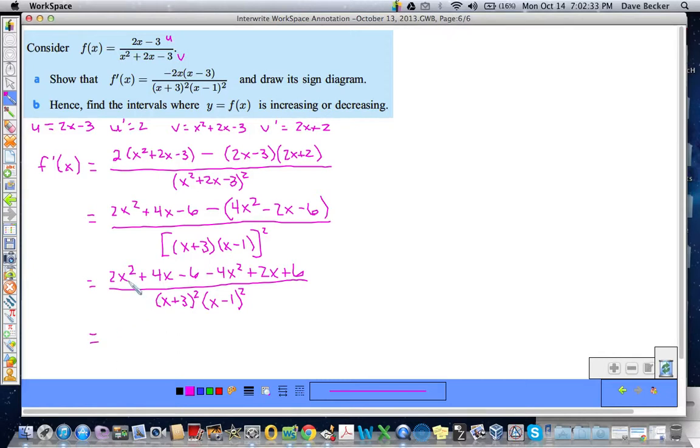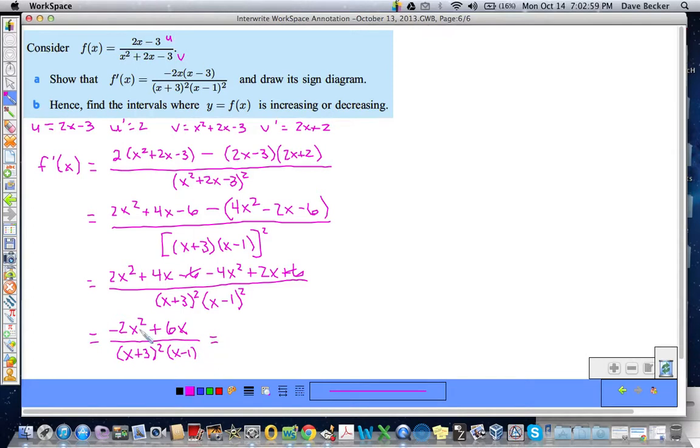Let's clean up the numerator. 2x squared minus 4x squared is negative 2x squared. 4x and 2x is plus 6x. Oh good, kapow, minus 6 plus 6. Things are looking better, aren't they? So almost there, over (x plus 3) squared times (x minus 1) squared.